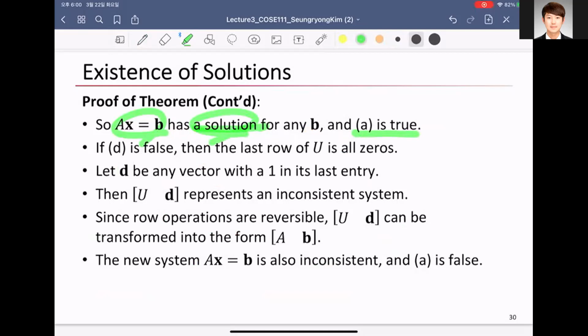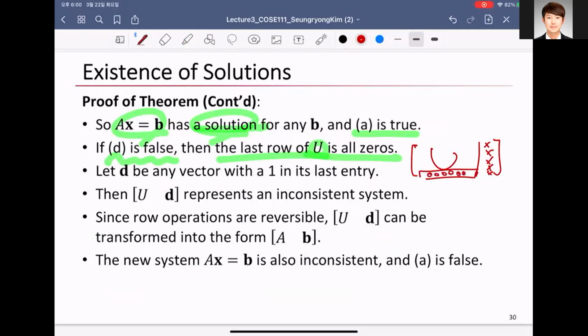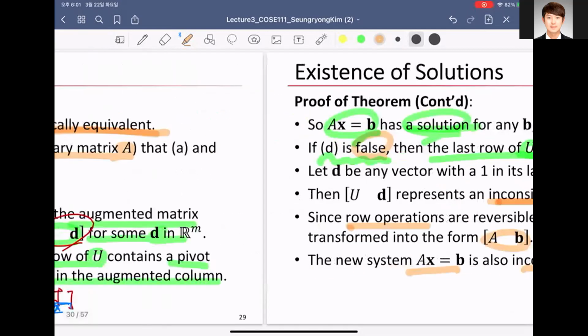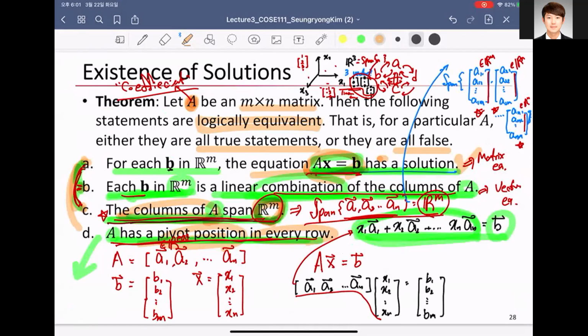Now the reverse. If the last row of U is all zero, the last row may be zero, right? Then in this case, we don't have a solution, so this is an inconsistent system. Remember this? If the last row is 0, 0, 0, 0, 0 with an arbitrary value, it is an inconsistent system. Since row operations are reversible, or equivalent, [U d] is equivalent to [A b], so [A b] is also inconsistent, so A is also false, right? So if D is false, A is also false. If D is true, A is true. So these statements are logically equivalent, okay?